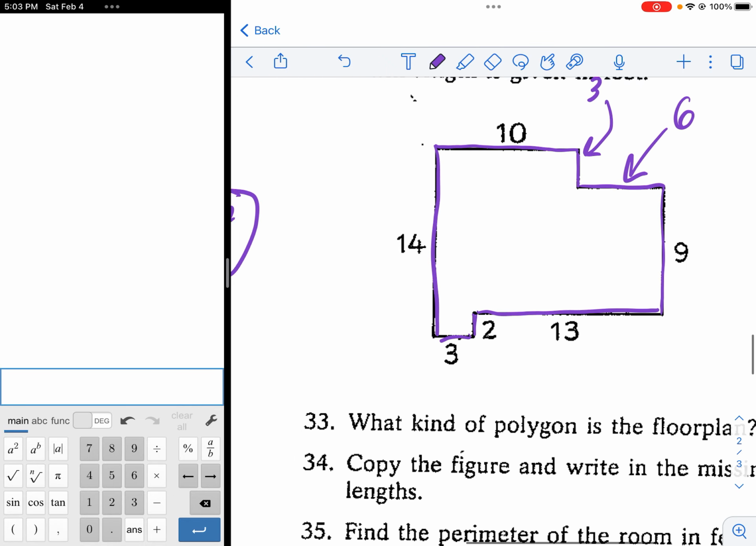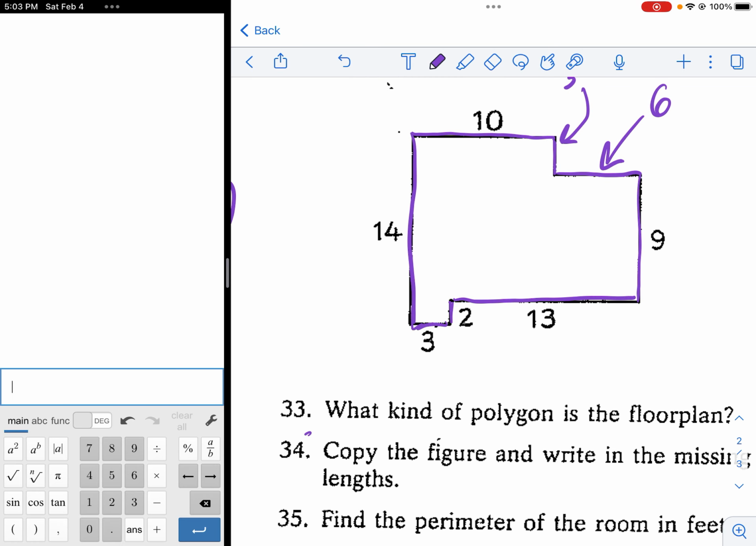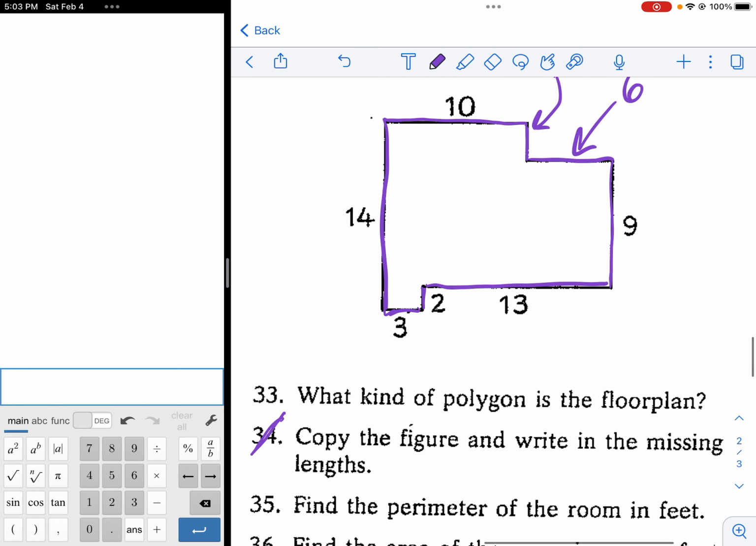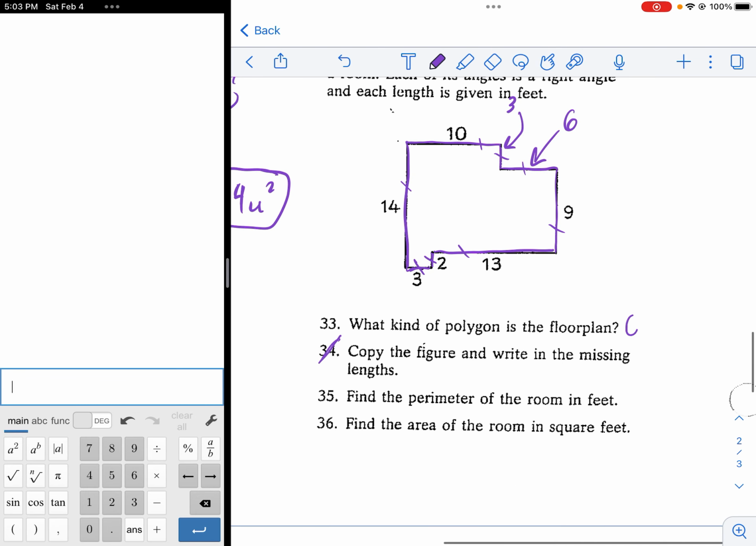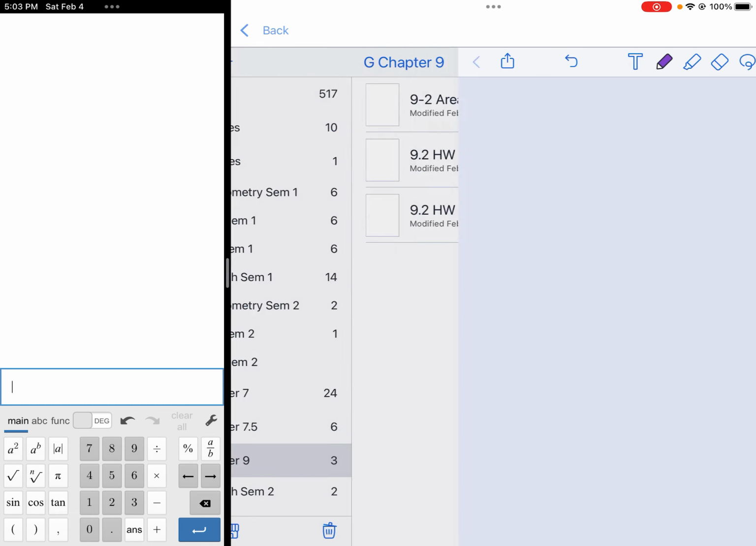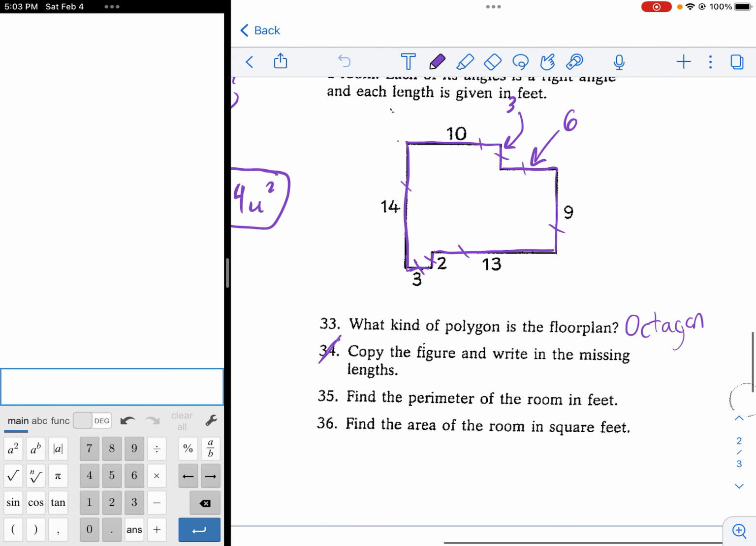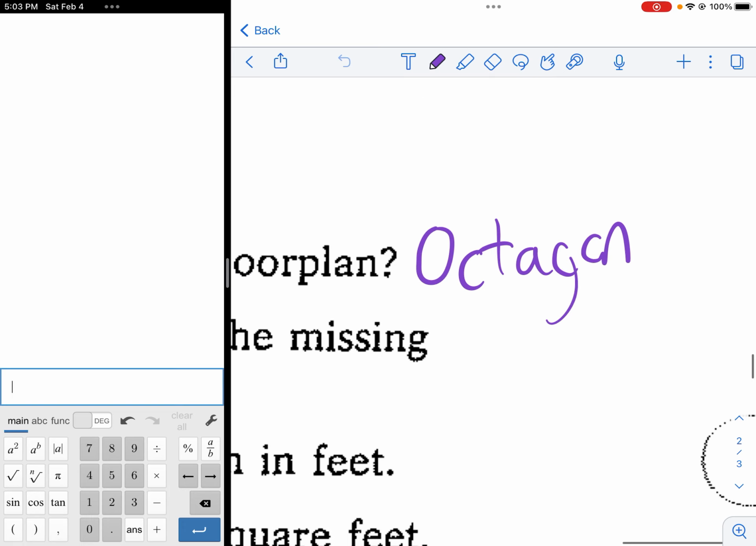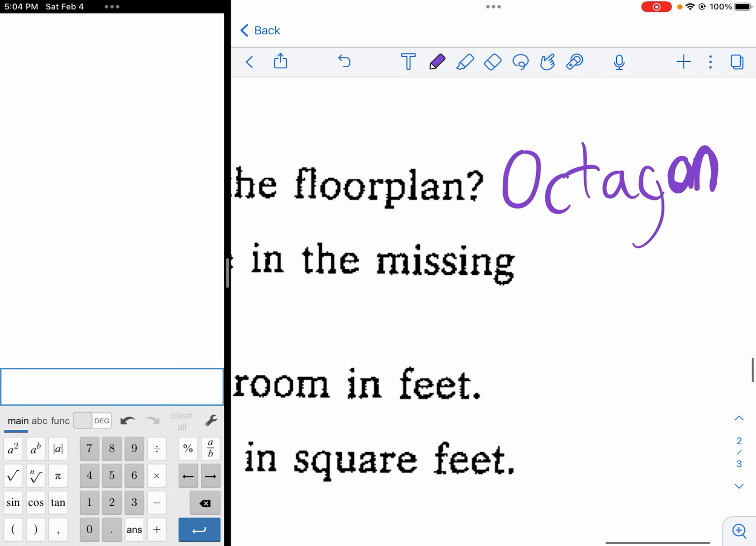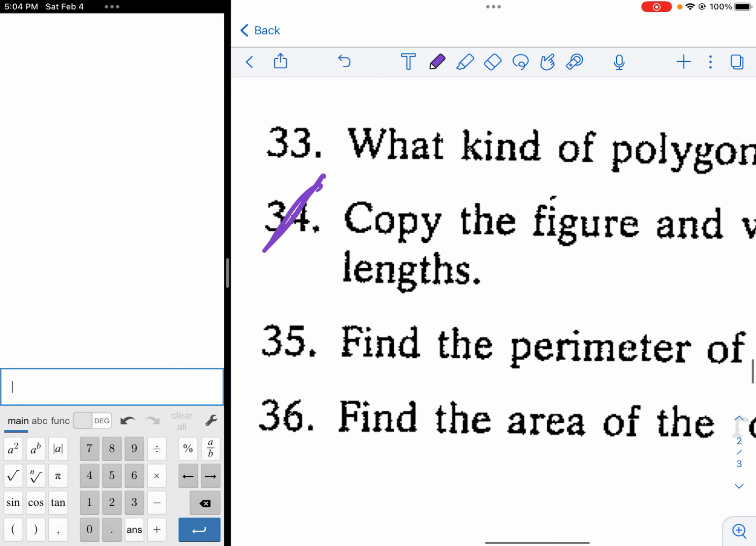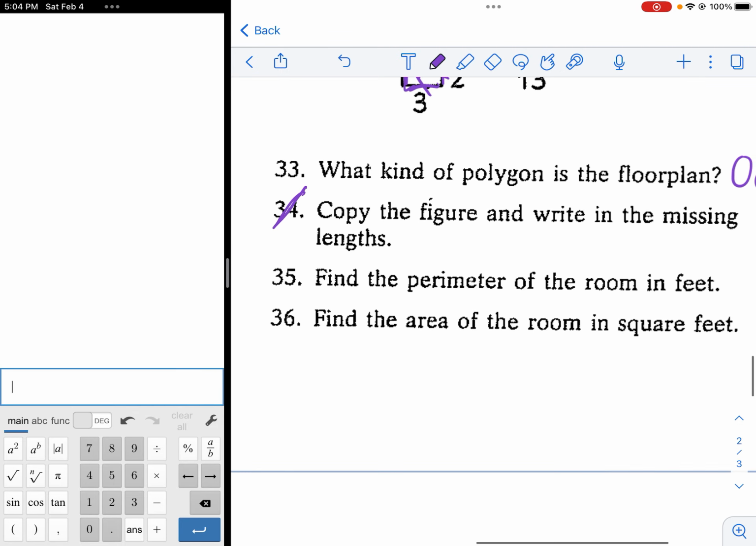So question 33 asks what kind of polygon is a floor plan. We can count our sides, and we'll just hash them as we go: 1, 2, 3, 4, 5, 6, 7, 8. So it is an octagon. Looks fine. All right, we did number 34, which was copy the figure and write in the missing lengths.